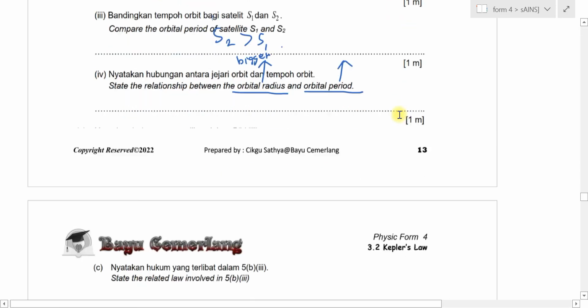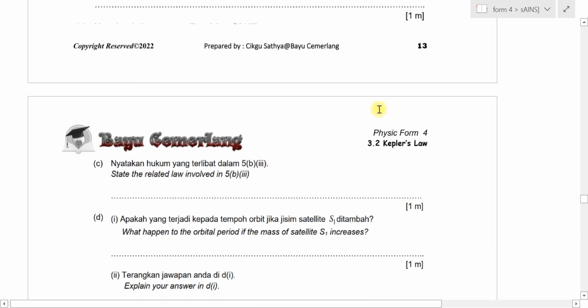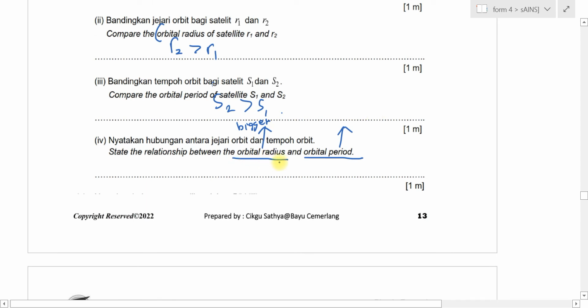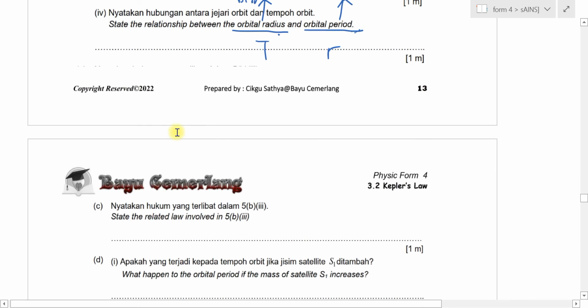Right. Yang ini related to what law? Kepler's second law. Di sini kamu terperangkap. Ini dia orbital radius dengan orbital period. Nampak tak? T dengan R saja. Jadi, betul ke? Second law. Third law. Kepler's third law.